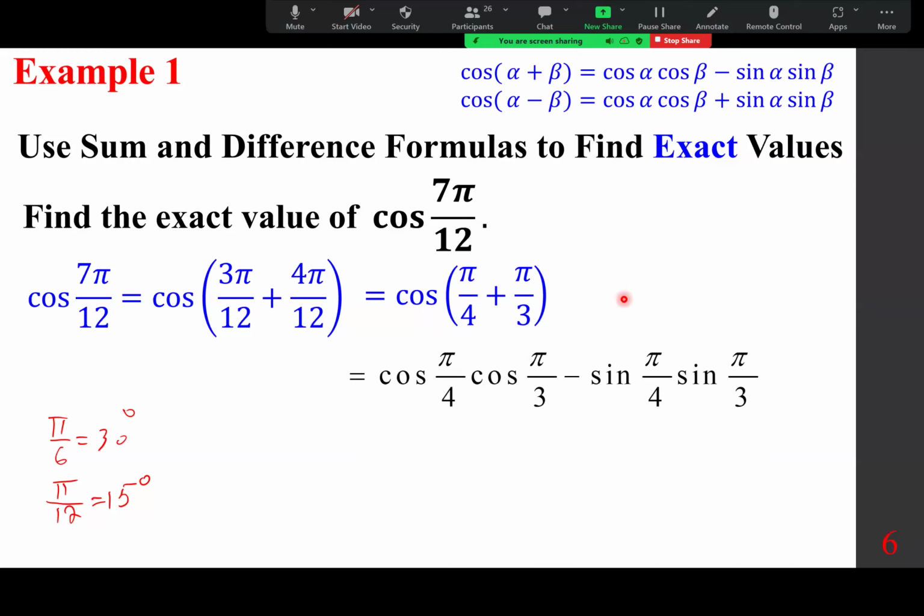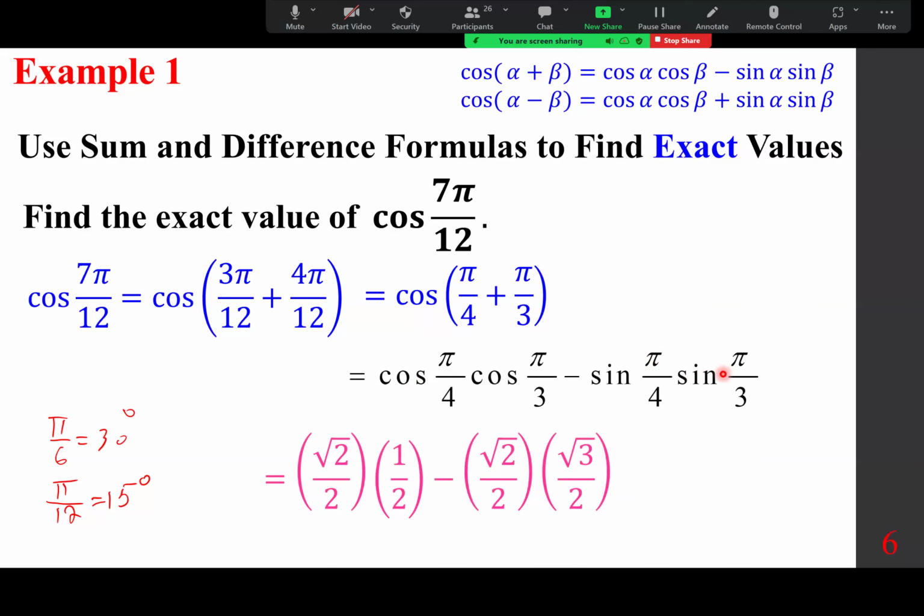Cosine of pi over 4 and sine of pi over 4, we know both of them are square root of 2 over 2. Cosine of pi over 3 is 1/2. Sine of pi over 3 is square root of 3 over 2. Again, these are all common arcs. We should know them. So both of them have the same denominator 4. This one is square root of 2. This is minus square root of 6. So we're just adding two fractions.